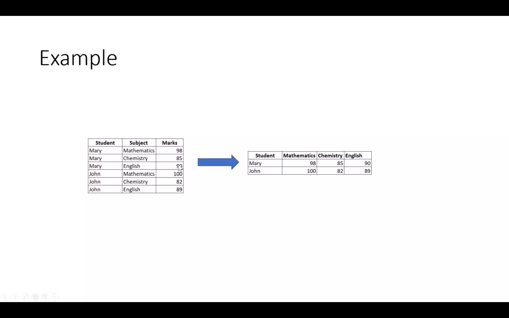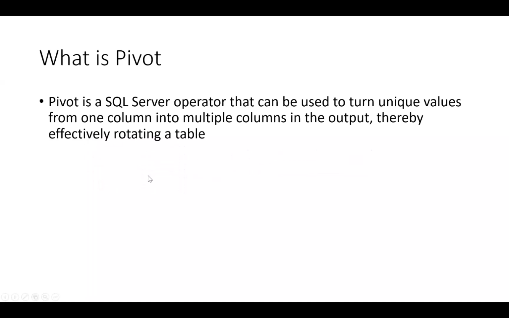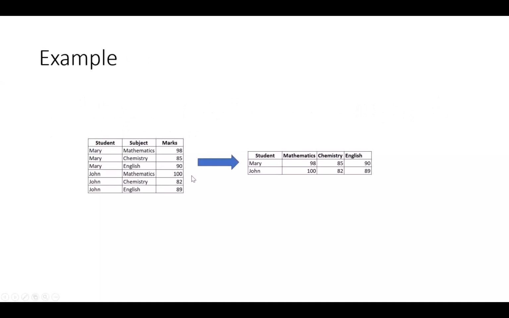Now, if I had the same view in which I actually converted this column, I took the unique values. So look at our definition here. It turns unique values from one column. So that one column whose unique values I decided to turn is the subject. So I decided to turn the unique values math, which appears twice, chemistry appears twice, and English also appears twice, but I choose to make them unique and only take them once, and then turn them into columns so that math becomes its own column, chemistry becomes its own column, and so does English.